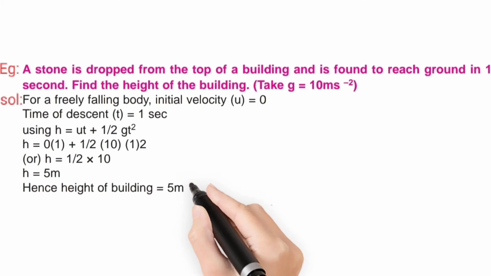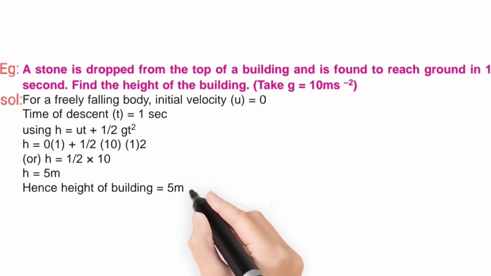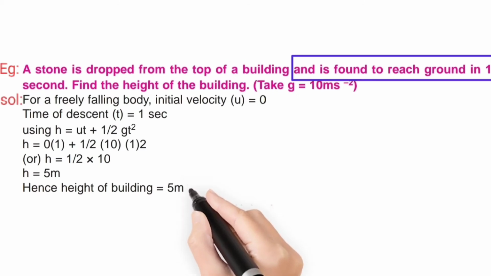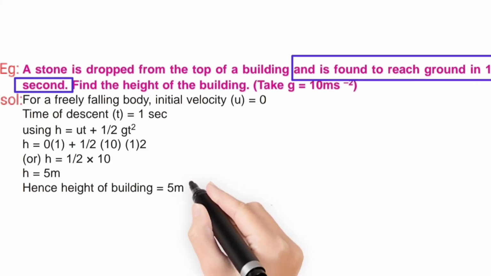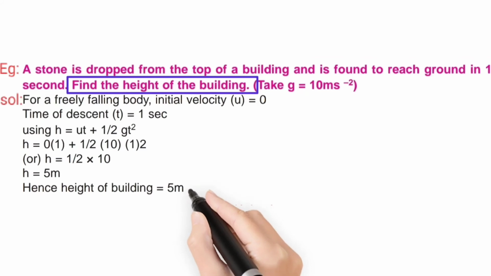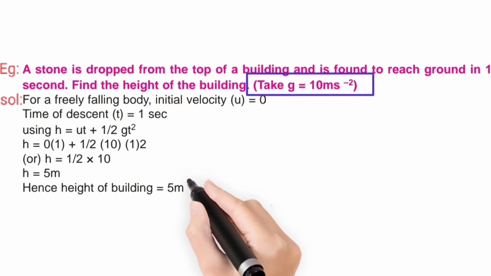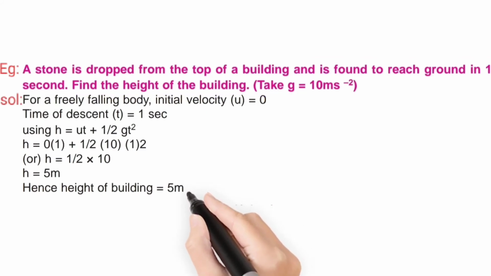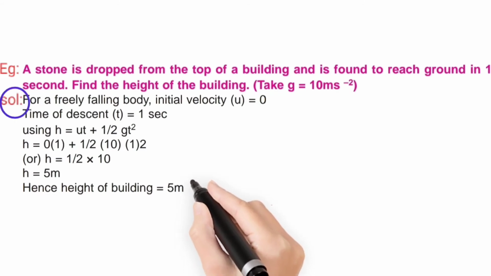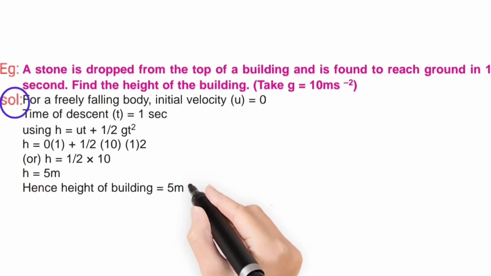Now we will do a problem on a freely falling body. A stone is dropped from the top of a building and is found to reach the ground in 1 second. Find the height of the building. Take g is equal to 10 meter second power minus 2. Now we will do the solution. First we will write the given data.